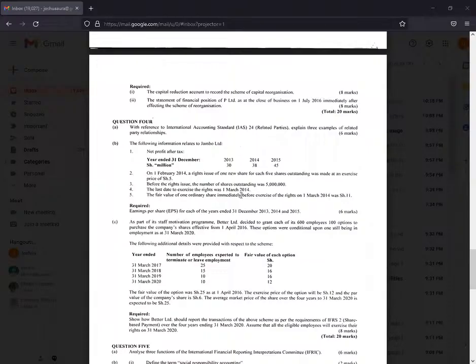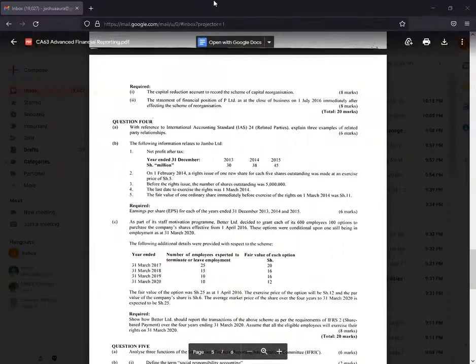Note number 5, the fair value of 1 ordinary share immediately before exercise of the rights on 1st March 2014 was shillings 11. Now, what a good student will do in such a question is to single out and identify, of course, the low-hanging fruits. Like in this particular question, can somebody tell me, what do you think is the lowest hanging fruit here that we should be able to harvest, which is ripe?